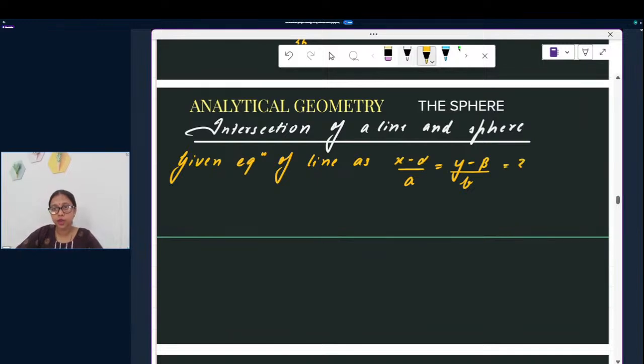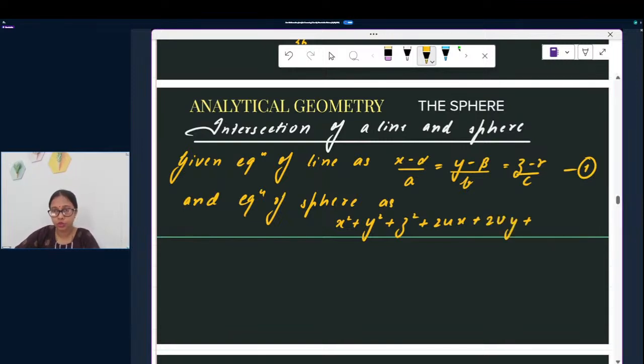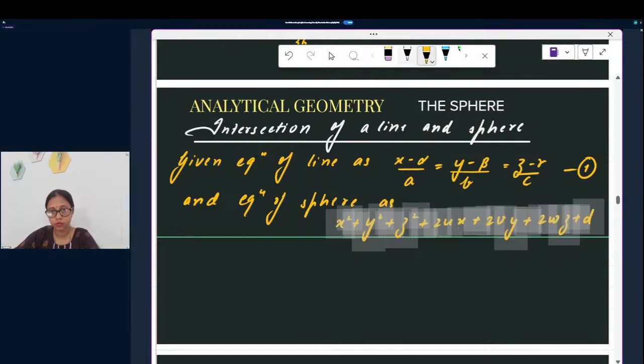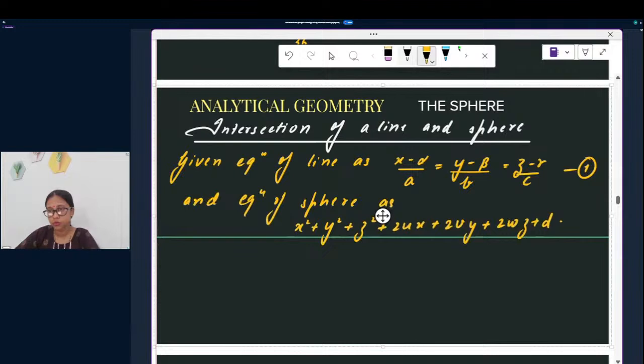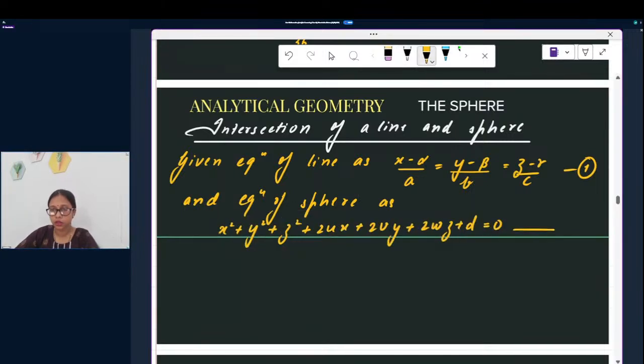B is equal to z minus gamma by c, and the equation of the sphere is x square plus y square plus z square plus 2ux plus 2vy plus 2wz plus d is equal to 0. That is second.